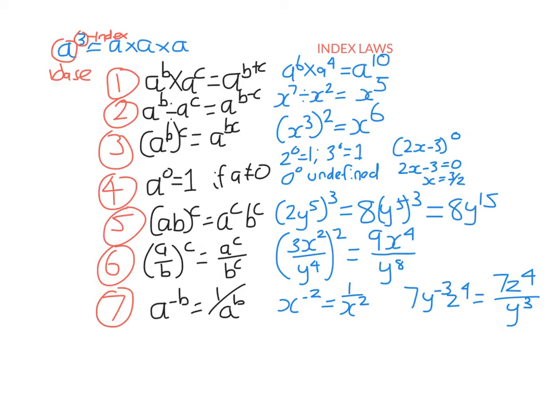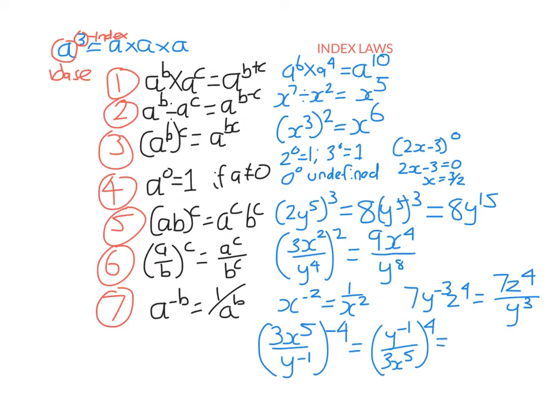So what about when I'm raising a fraction to a power? So if I have something like this, and I raise it to a negative power, when you're raising a fraction to a negative power, what you do is you can flip the fraction and write it with a positive power. So now we can just use our normal index law. So raising the top to the power of 4, raising the bottom to the power of 4, 3 to the power of 4, x to the power of 5 to the power of 4.